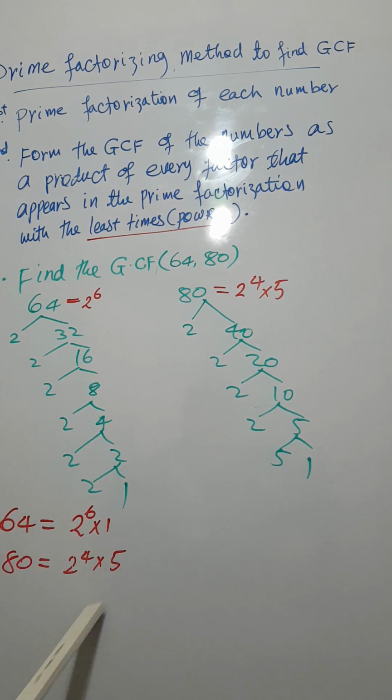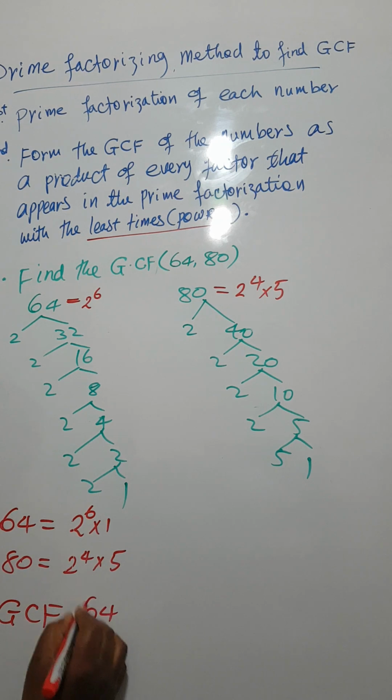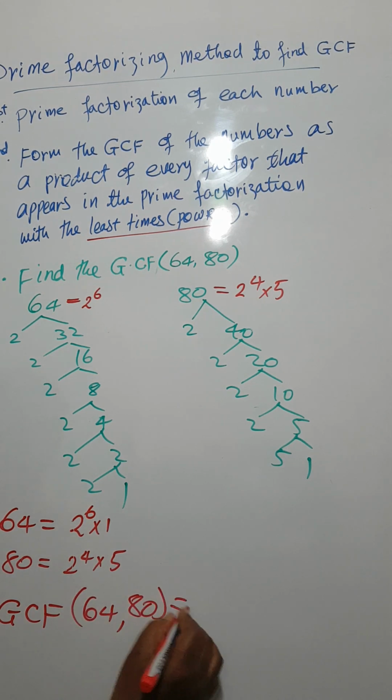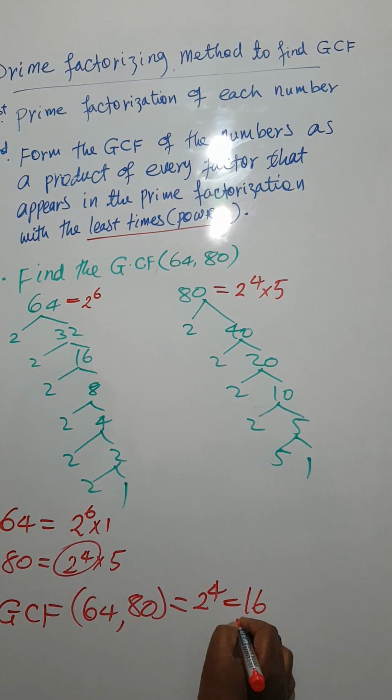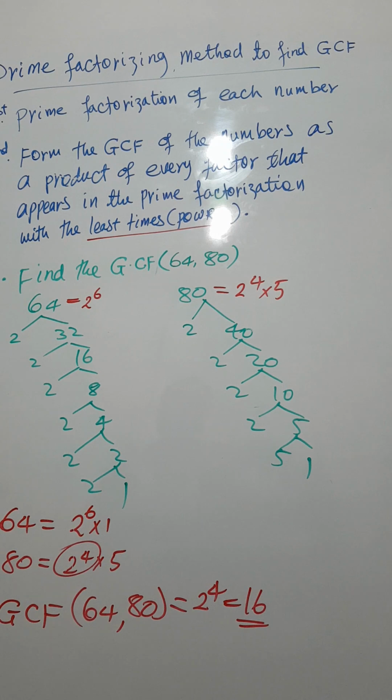This is the least power. So the GCF of the two numbers, GCF of 64 and 80, is 2 to the power of 4. The greatest common factor of this is 2 to the power of 4, which is equal to 16. Okay? Using this method, it's possible to find the GCF of even higher numbers, bigger numbers.